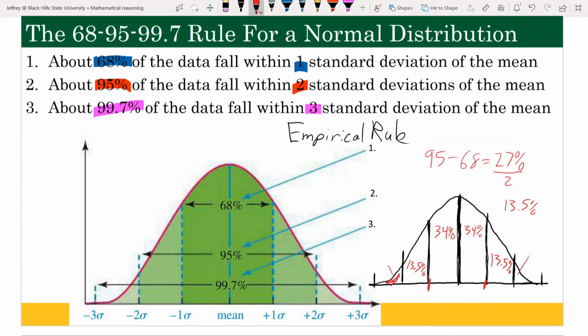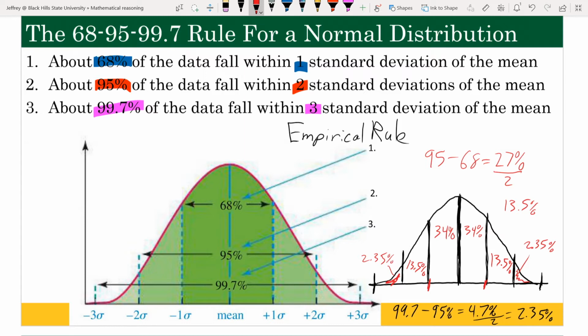Now, what's left in these little regions here? Well, again, we know that if I went from this point to this point, that's 3 standard deviations out, so that was 99.7%. We take that minus the area 2 standard deviations away from the mean, that's 95%. Subtract those, and we end up with 4.7%. And of course, if we divide that by 2, we're left with 2.35% in each of those.